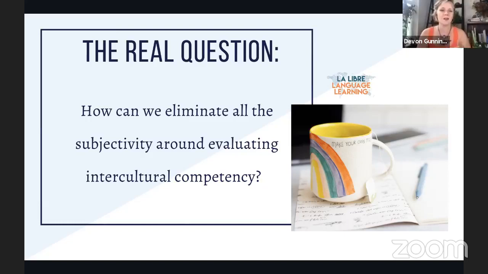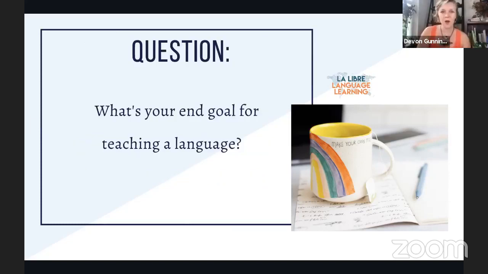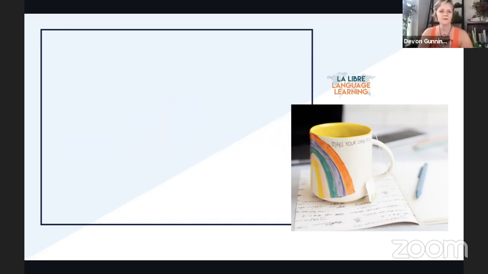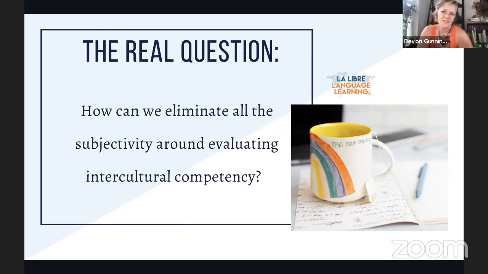How can we eliminate, it's a tall order, but how can we eliminate subjectivity around evaluating that? Because if that's the reason why you're here, the reason why you like teaching a language, the reason why you feel this is your calling and it's important to you, shouldn't there be a better way to see if it's working?